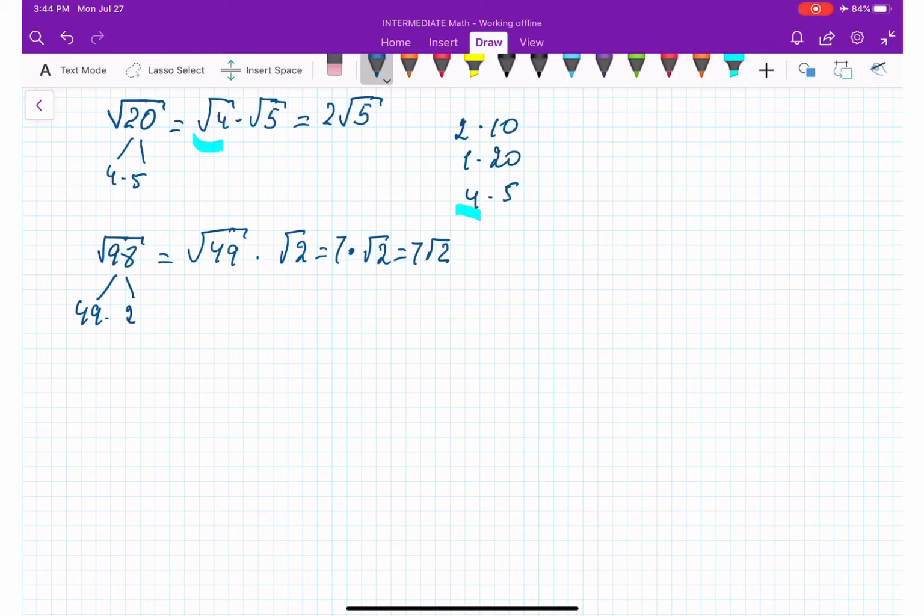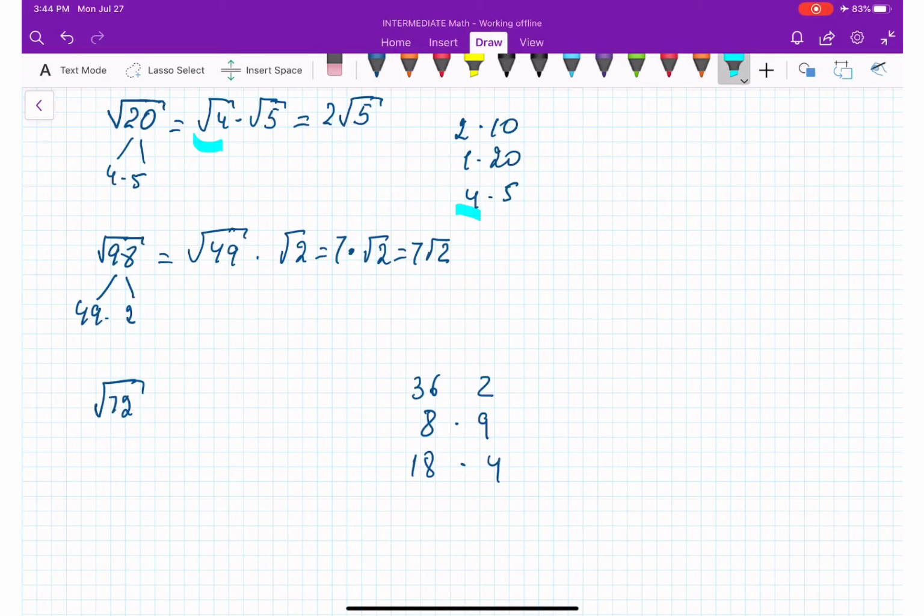Okay. 72. Well, let's see how many ways we can break it down. We can break down 36 and 2, right? We can break down 8 and 9. What else can we break down? 18 and 4. Okay, well, let's do these 3 for now, let's say enough.